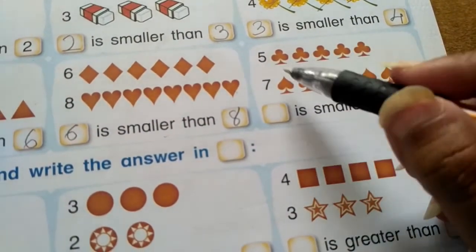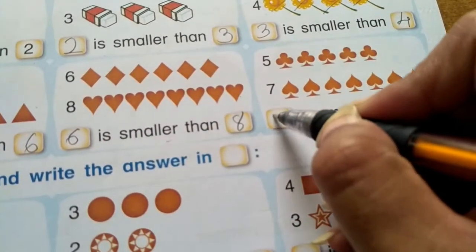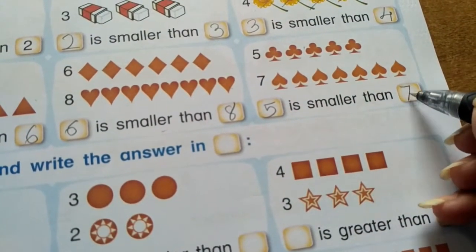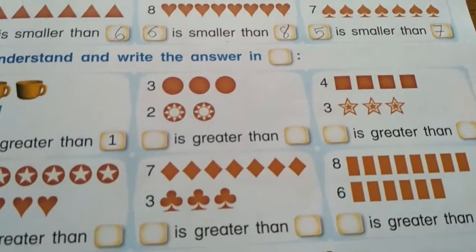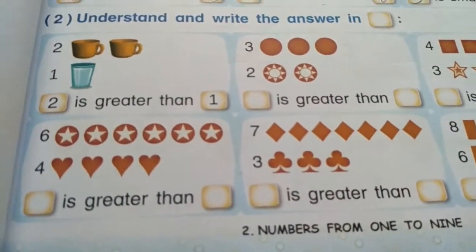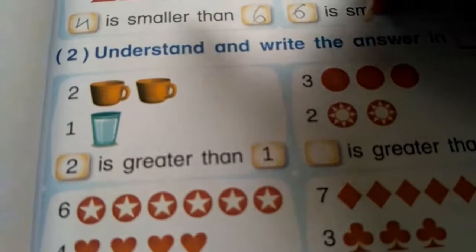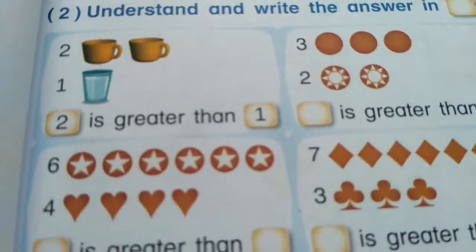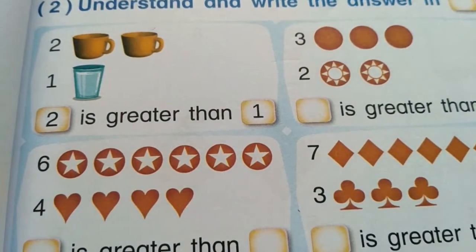Which one is the smaller one? कम कौन से दिख रहे हैं? 5. तो 5 is smaller than 7. Here this is a comparison activity. आपको compare करना है. These are 2 cups and 1 glass. So 2 is greater than 1.